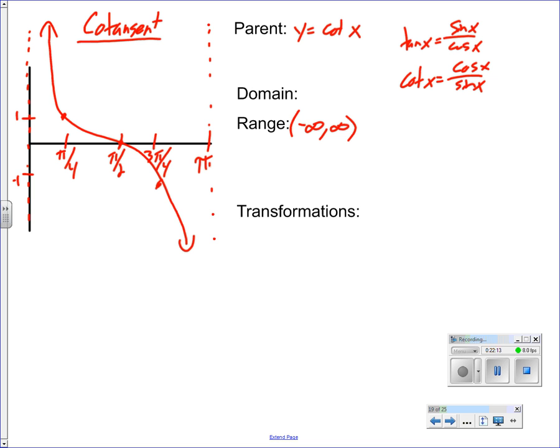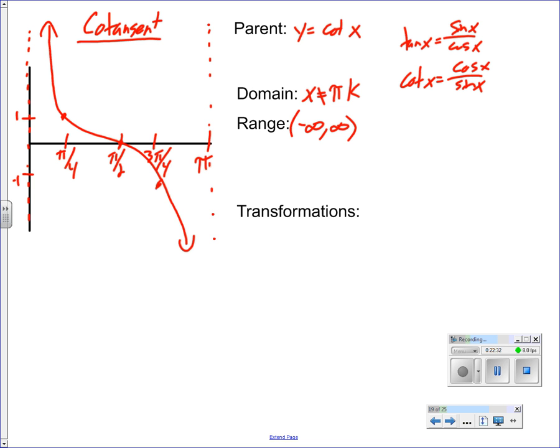And our domain is going to be a little bit different. For this one, our asymptotes occur at integer multiples of pi. So 0, pi, 2 pi, 3 pi, 4 pi, 5 pi, any integer multiple of pi. We can say pi k. So I have an asymptote there.